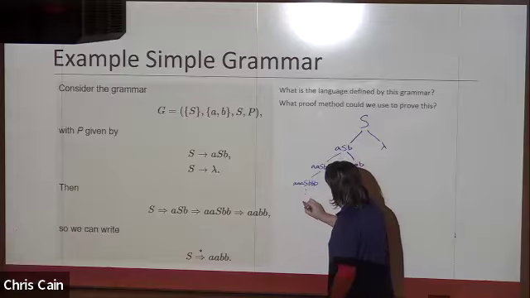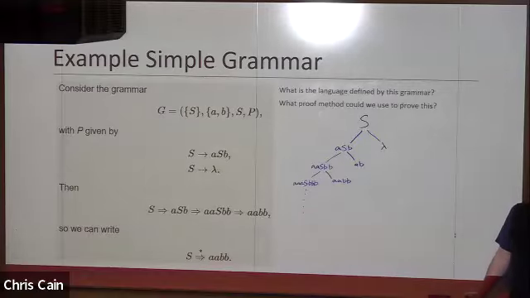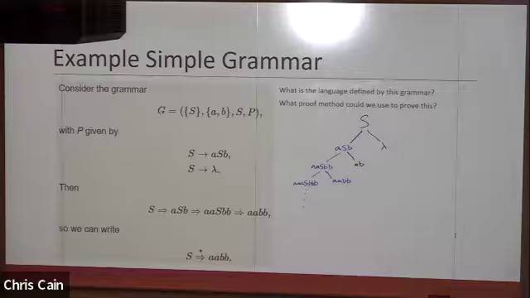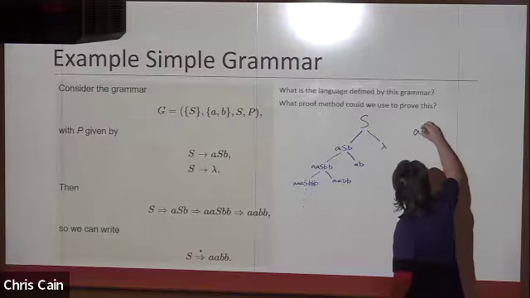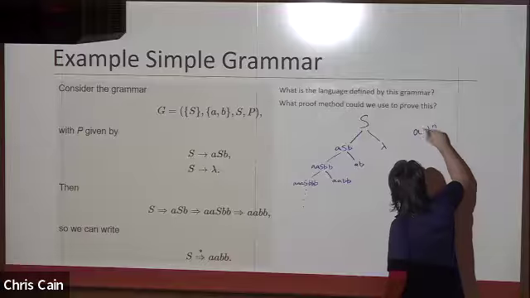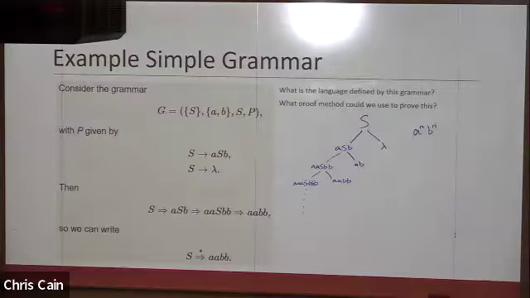At this point, I'm hoping that this process, which goes on forever, is becoming a little bit more clear. What is the language defined by this grammar? What are the set of strings that it could produce? The same language we talked about a couple slides ago, A to the N, B to the N. Does everyone see that?